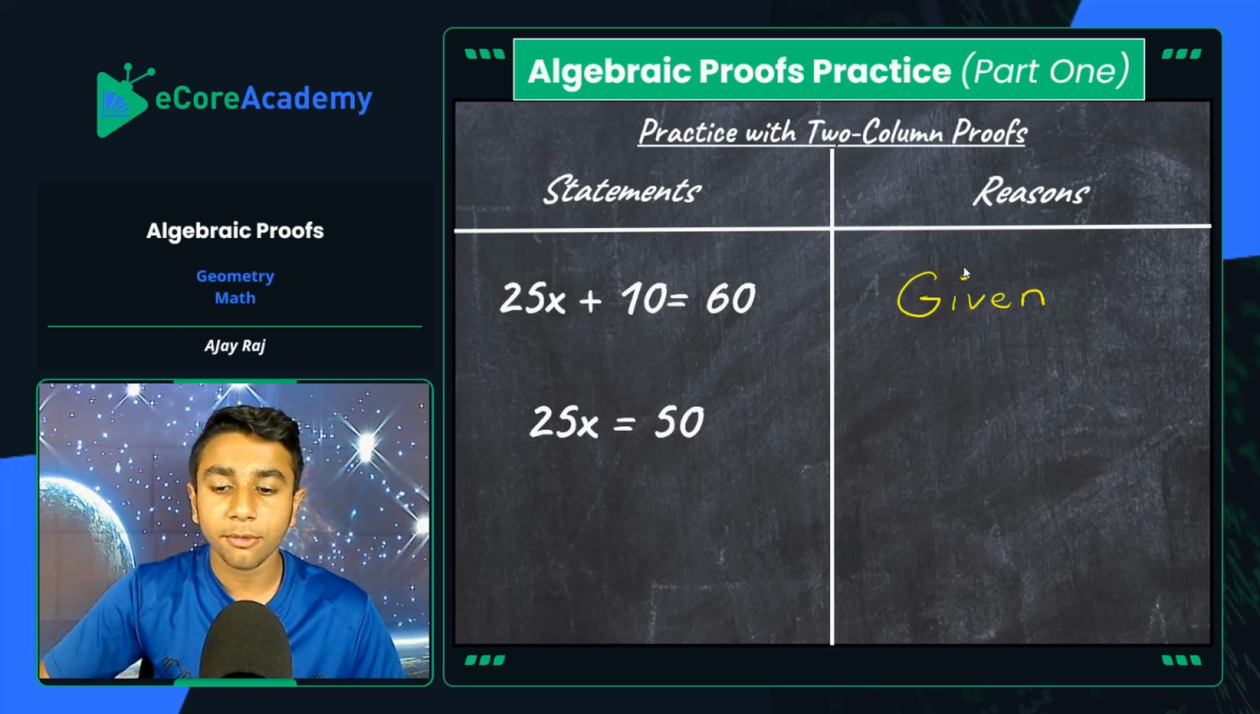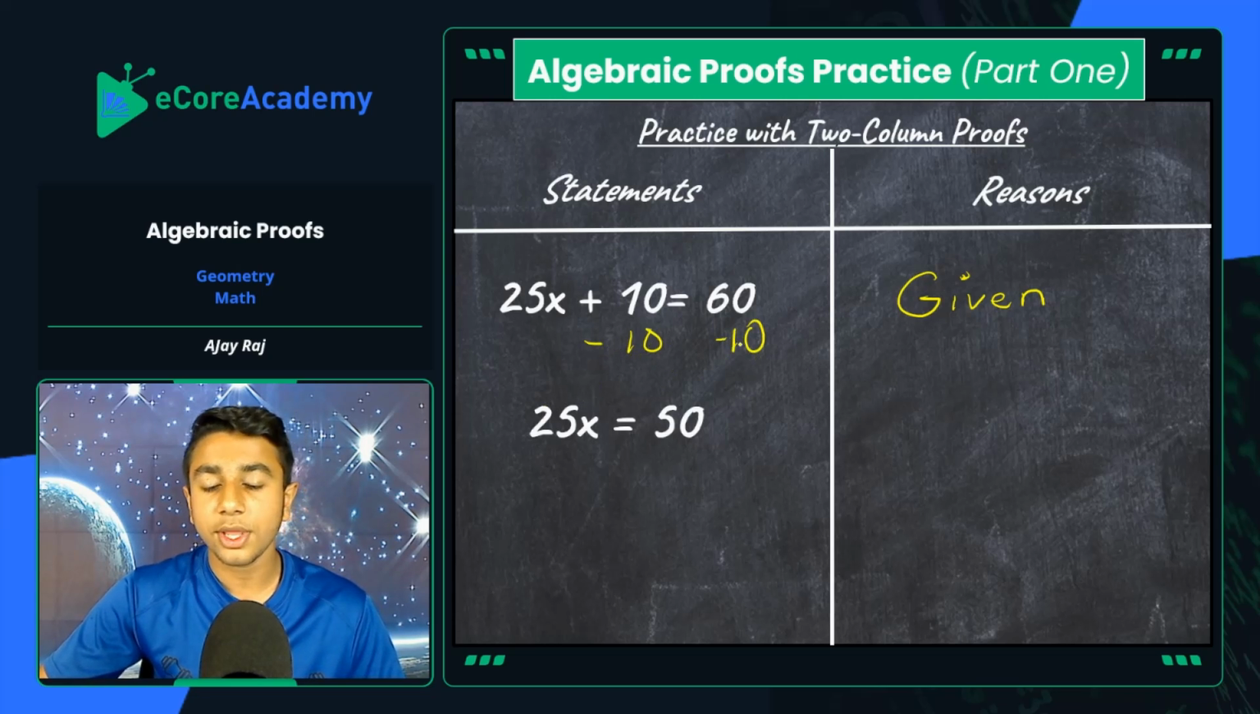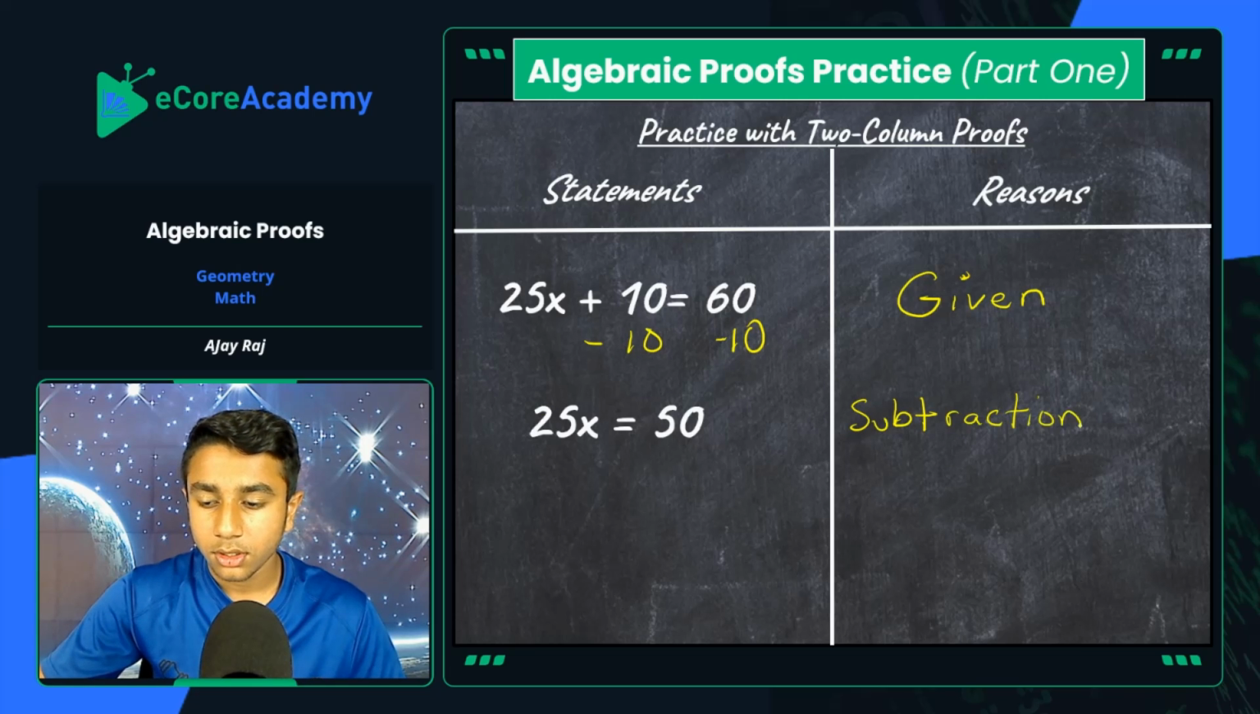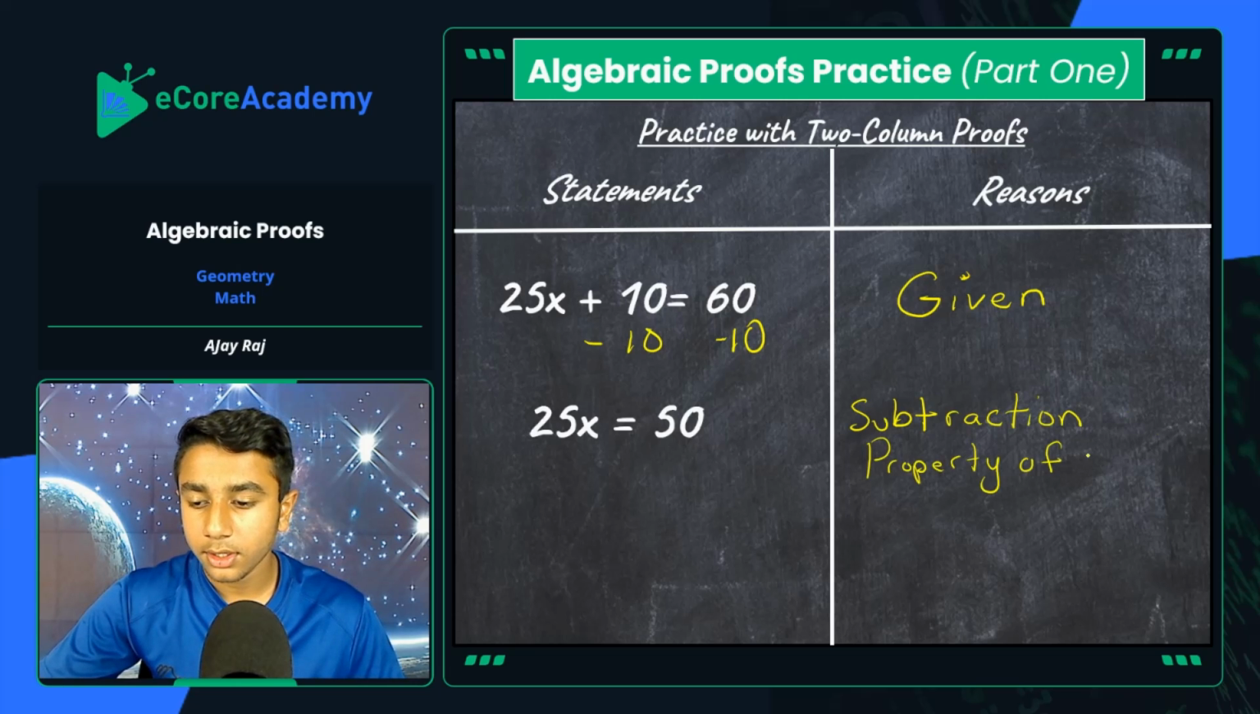So if we subtract 10 from both sides, we get 25x plus 10 minus 10. I'll just write this down here. 25x plus 10 minus 10 equals 25x equals 50. And since we're subtracting the same value from both sides and maintaining equality, this will be the subtraction property of equality.